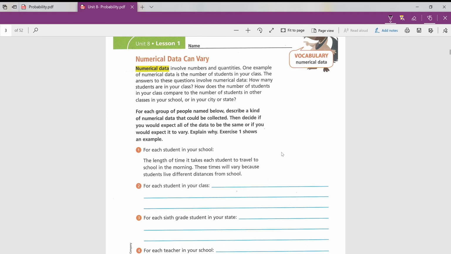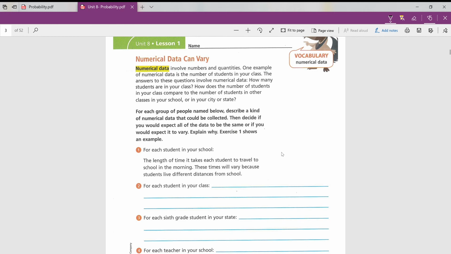Well, like the description says here, numerical data involves numbers and quantities, okay? An example of numerical data is the number of students in our class. Now, if you compare the students we have in our class compared to maybe in your science classes you have with Miss Leonard or Miss Crock or whoever your teacher is, you may understand that there's a complete difference in the amount of people in there, so your data would be different.